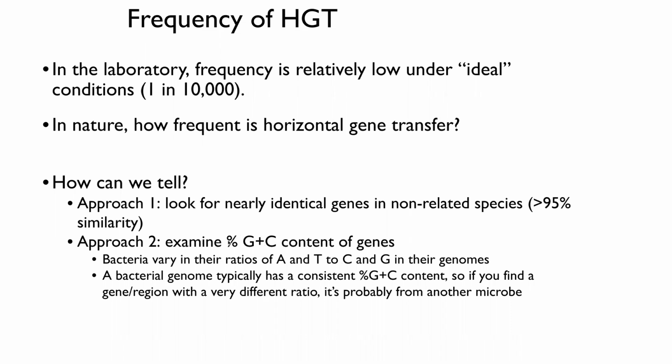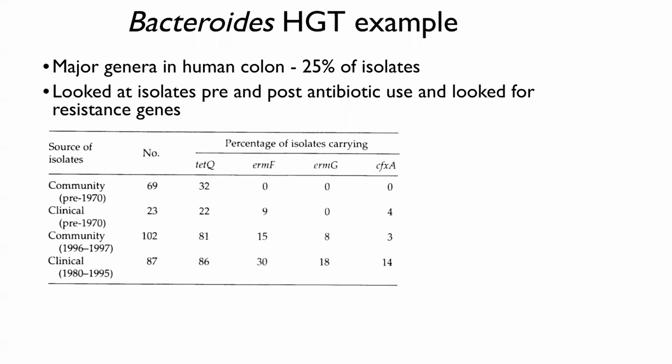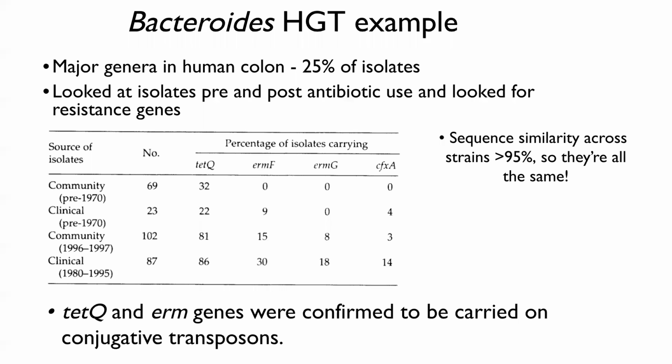And so if you're looking across a bacterium's genome and you find a consistent amount of GC content, but you find one random gene that has a very, very different GC content, well, you can assume, because it's very different from the bacterium's natural GC content, that it's likely acquired from another microbe. And so let's talk about an example here.